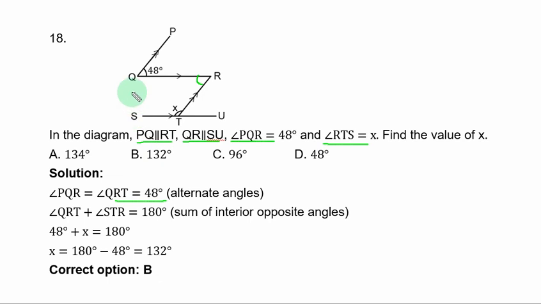Now because QR is parallel to SU, it means the sum of the two interior angles is equal to 180 degrees. That is 48 degrees plus S equal to 180 degrees, and S is equal to 180 degrees minus 48 degrees, and that is 132 degrees. So B is the correct option.